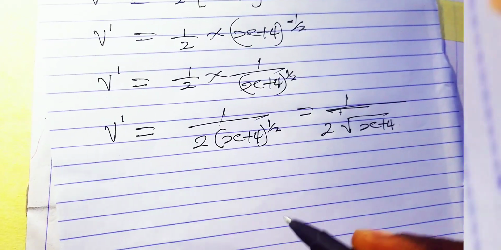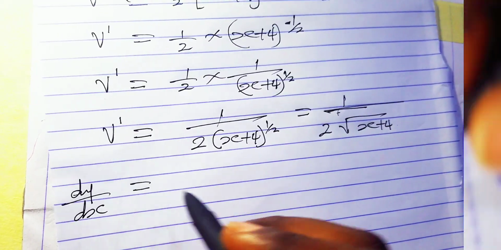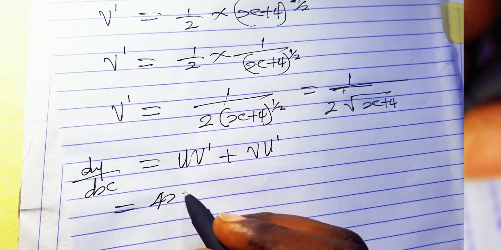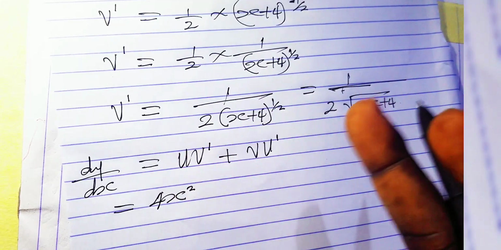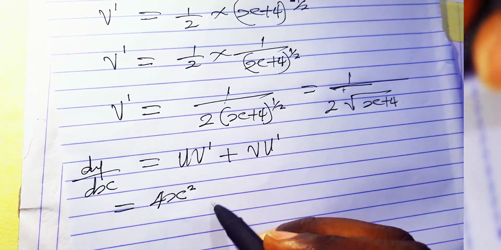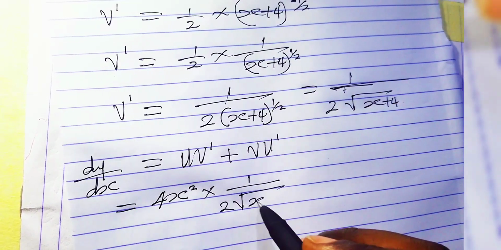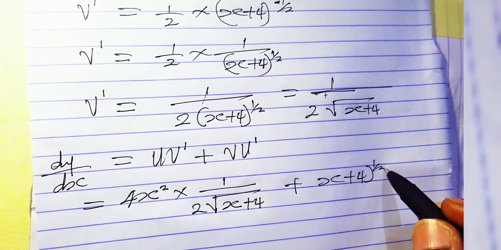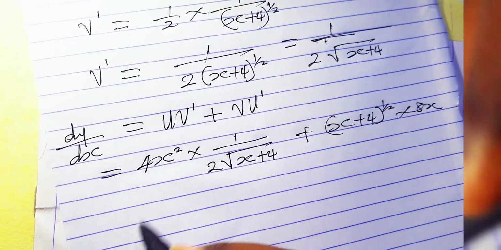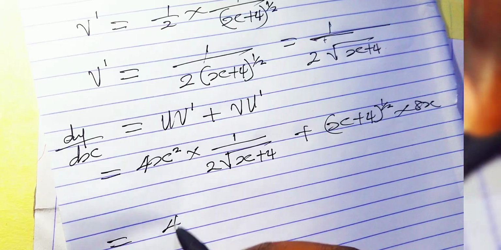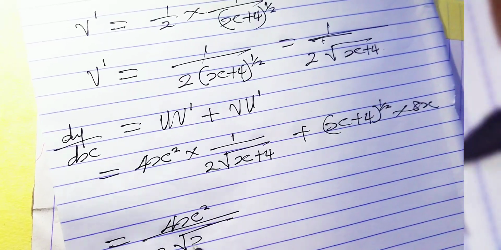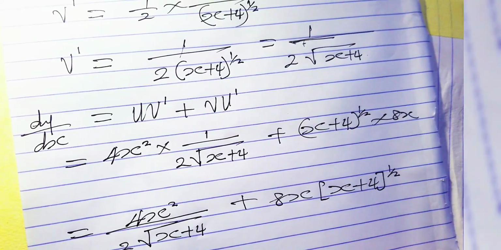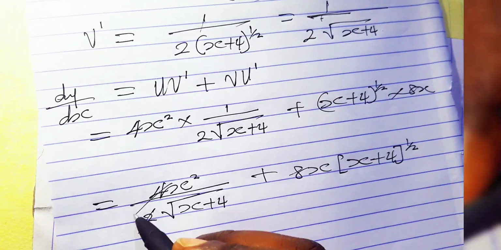And therefore, we need to apply our product rule. dy/dx equals u v prime plus v u prime. So this is going to be 4x squared, if I substitute all the values of u and v prime into the expression, multiplied by 1 over 2 root (x + 4), plus (x + 4) raised to the power of 1 over 2 times 8x. Here it becomes 4x squared over 2 square root of (x + 4), plus 8x in the bracket (x + 4) raised to the power of 1 over 2. And then we can use this to reduce this.